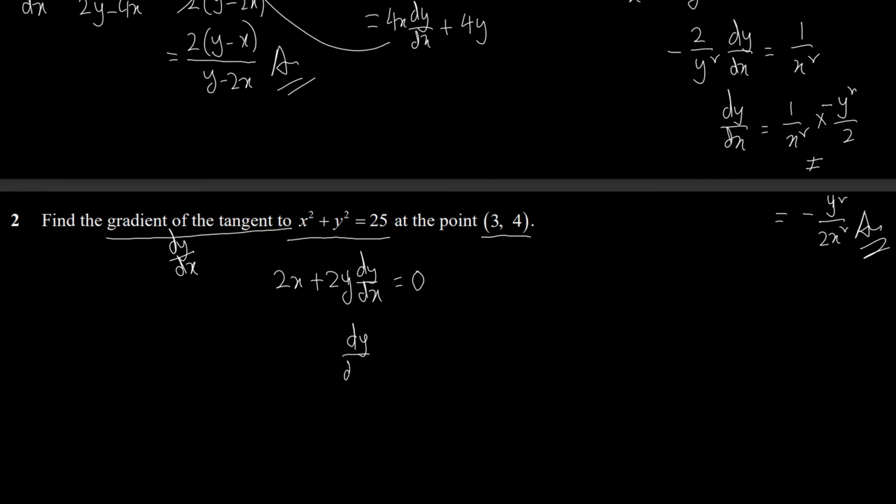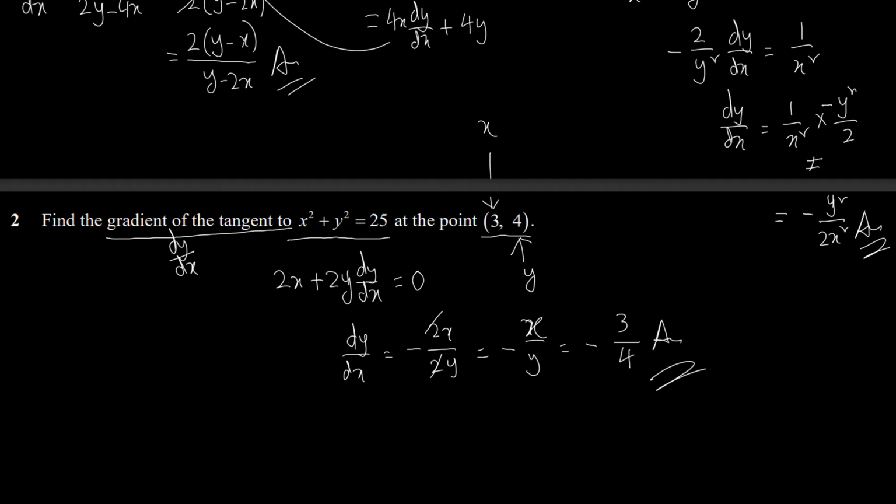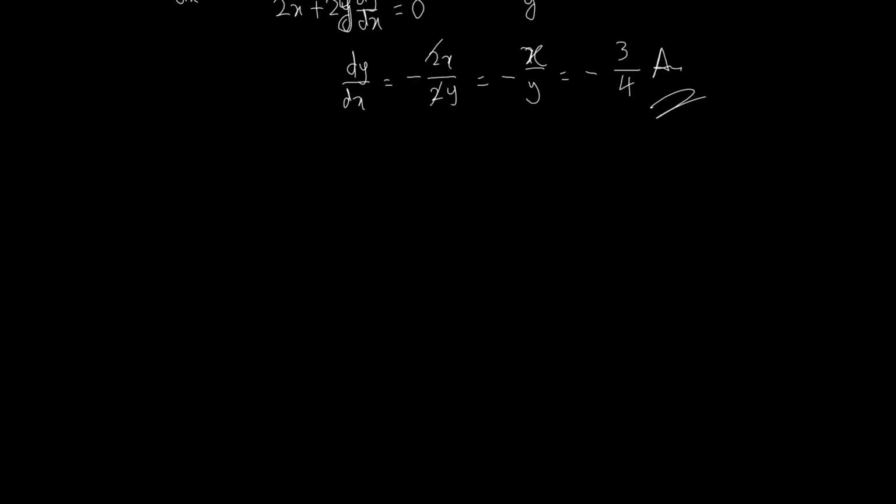So we can make dy/dx the subject. If we make dy/dx the subject, we get minus 2x over 2y. We can cancel out this 2, so minus x over y. Let's put in our values of x and y. Minus the x value, which is 3, over the y value, which is 4. So 3 over 4 is our answer. Very simple, we just need to find dy/dx by using implicit differentiation.